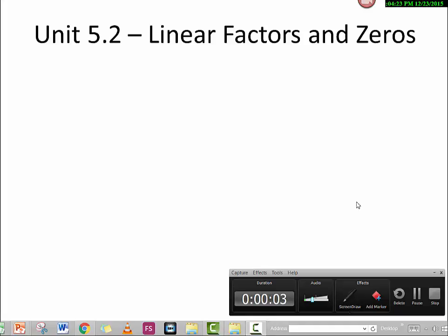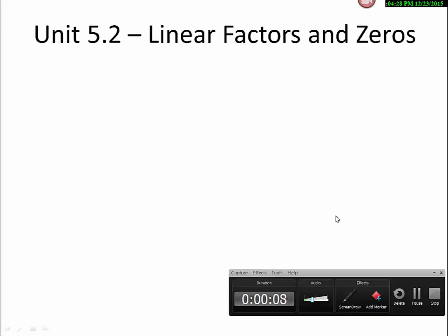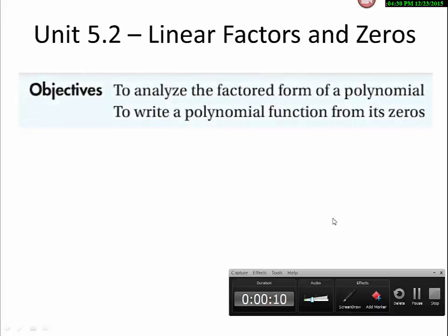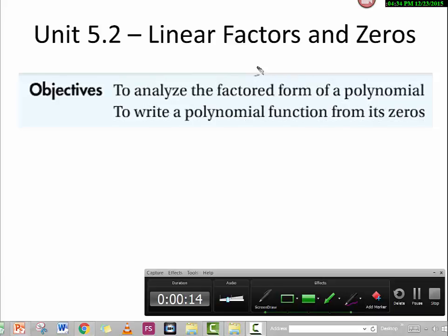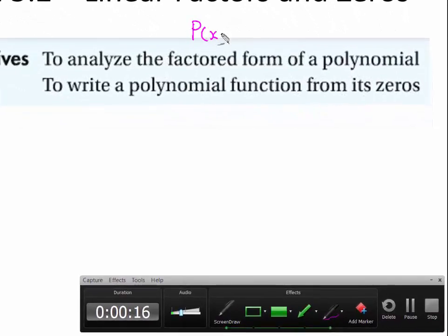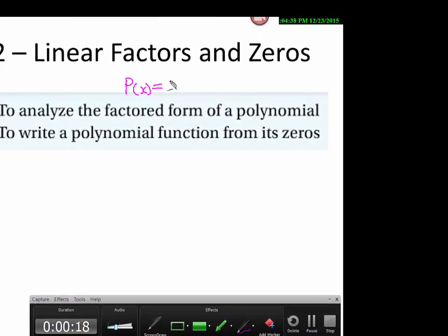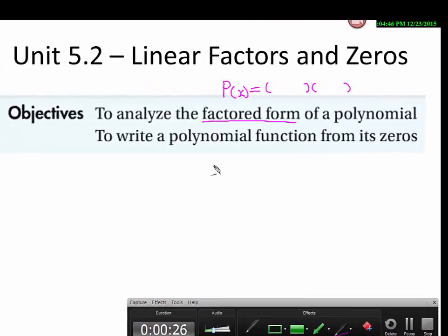Unit 5.2 Linear Factors and Zeros. The objective of this unit is to analyze the factor form. So what a factor form is: in this, a polynomial function of x is equal to a factor times another factor. This is what we call a factor form. And then we're going to learn how to write a polynomial function from its zeros.